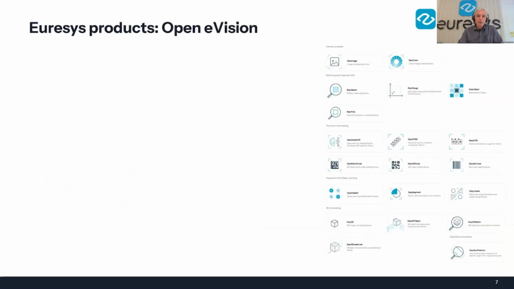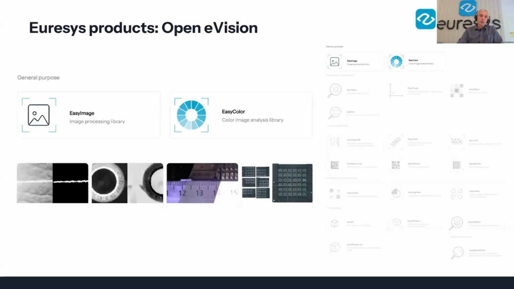So what is it about? Open eVision is, as I said, a set of 20 different libraries covering very different topics useful for machine vision applications. The general purpose libraries, that's Easy Image and Easy Color, are really a kind of pre-processing of the images. So doing some filtering, geometric transformation, but also some more advanced stuff like high dynamic range combination or a very powerful image stitching function.